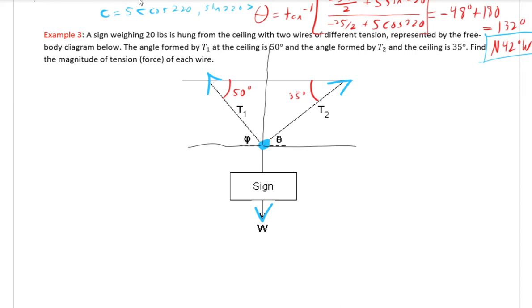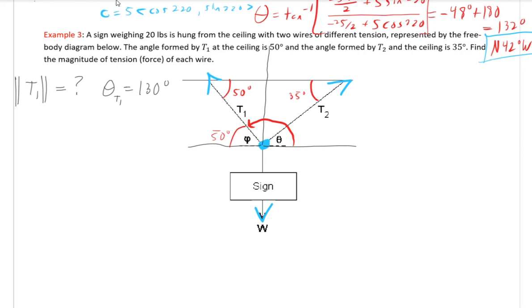All right, for T1, T1 has a magnitude that is unknown. We do not know what that is. That's kind of the question here. But we do know the direction. We know the direction of T1 is 50 degrees, this angle measure here, which means by the vertical angle theorem, this is 50 degrees. So then from the standard position, this is 130 degrees. So it's a 130 degree angle measure.